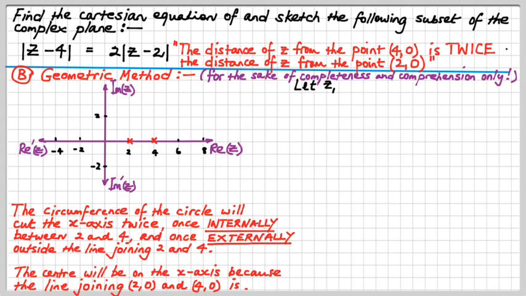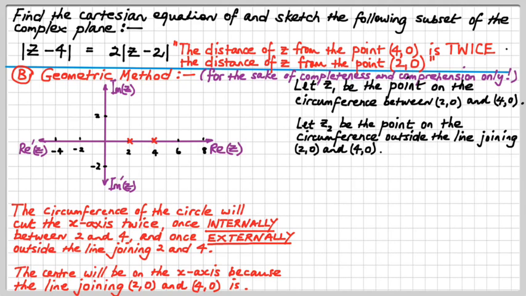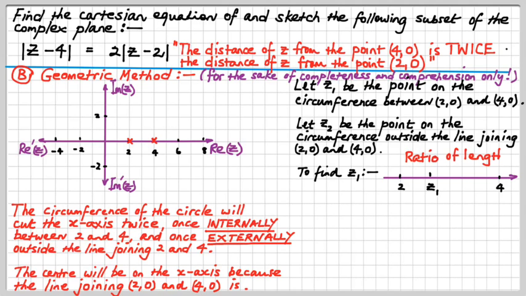All right, now, here we go. Let Z1 be the point of the internal division between 2 and 4, and we're going to let Z2 be the point on the circumference outside the line joining 2 and 4, which is going to be over here somewhere, okay? All right, let's go. Now, we do this to find Z1. We use simple ratios. We use a number line. It goes like that. So I've drawn the ratio of the lengths are going to be in the ratio 1:2. So Z is going to be twice as far from 4 as it is from 2.